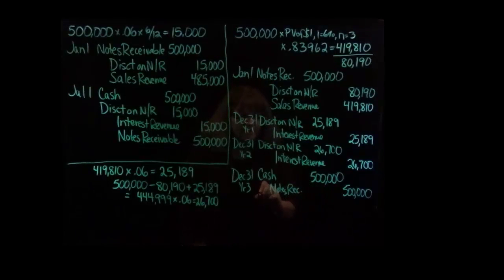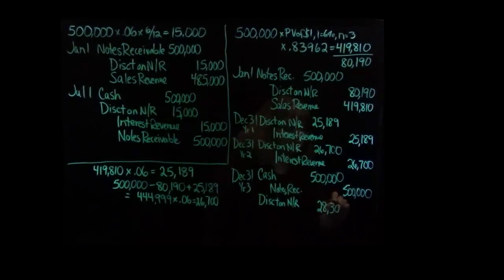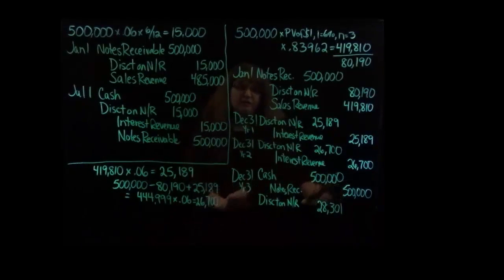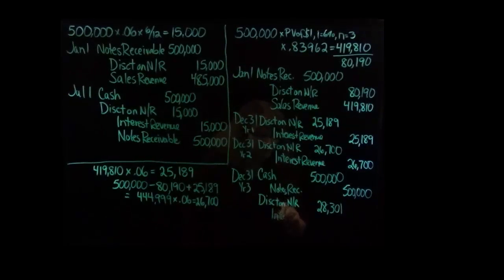Then we're going to debit the discount for the amount that remains in it. And so if we take the original $80,190 and subtract the $25,189 and subtract the $26,700, we see that the remaining amount that still needs to be taken off is $28,301. That then is also the amount of interest that we earn in that third year. And so we'll credit interest revenue for that amount.